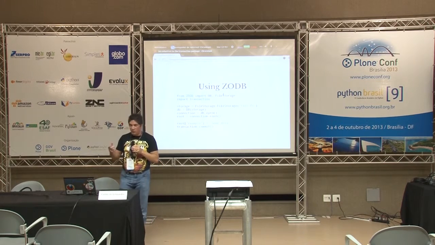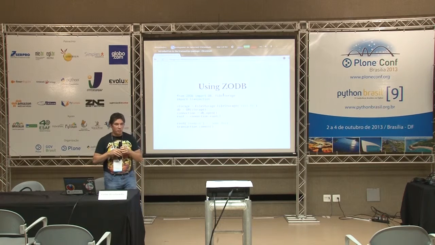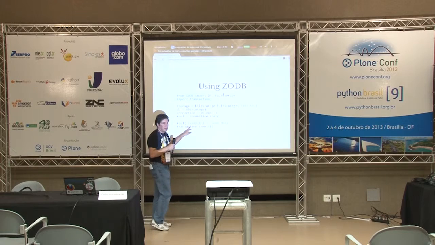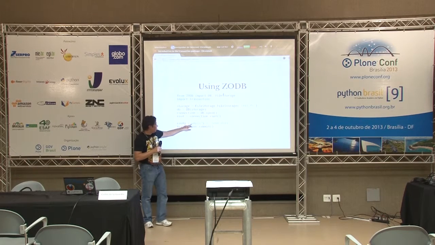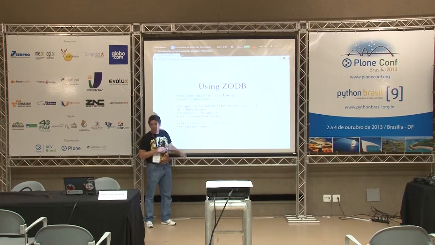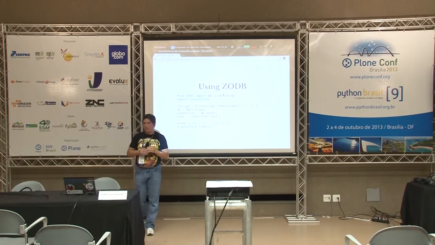The ZODB data manager automatically joins the transaction. And when you do this, the change is final. If you try this code and omit this, when you get out of the Python interpreter and come back, there will be no example there. But if you use transaction commit and you come back, you will see that the data is preserved.